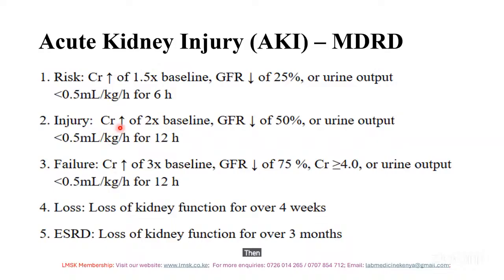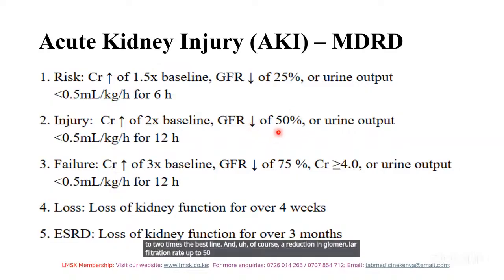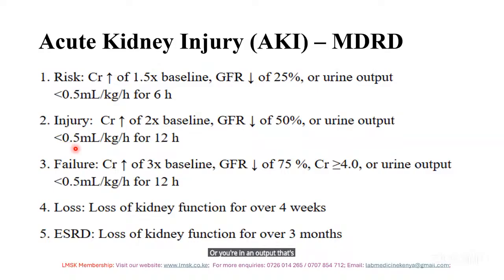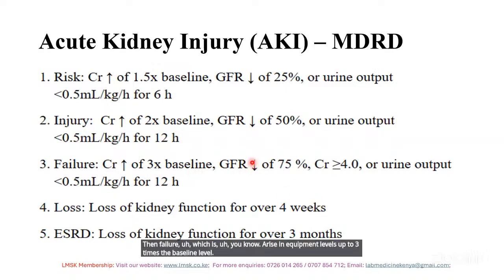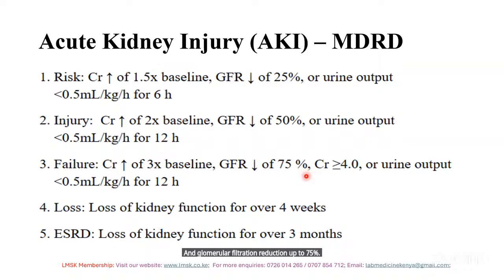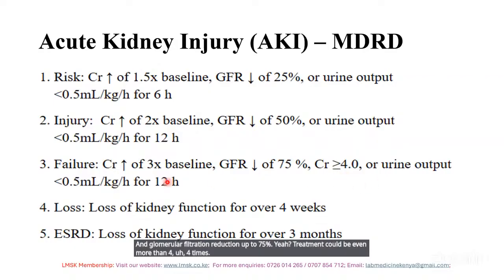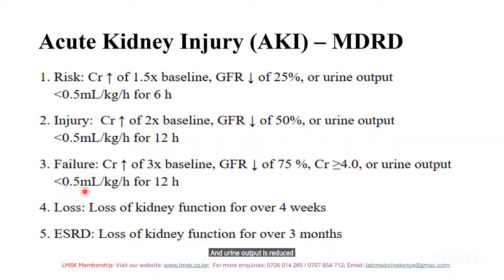Then we have injury to the kidney, which results in an increase in creatinine to 2 times the baseline, and of course a reduction in glomerular filtration rate of up to 50%, or urine output that's reduced to less than 0.5 mL per kg per hour for 12 hours. Then failure, which is a rise in creatinine levels up to 3 times the baseline level, and glomerular filtration reduction of up to 75%. Creatinine could be even more than four times, and urine output is reduced to less than 0.5 mL per kg per hour for 12 hours.